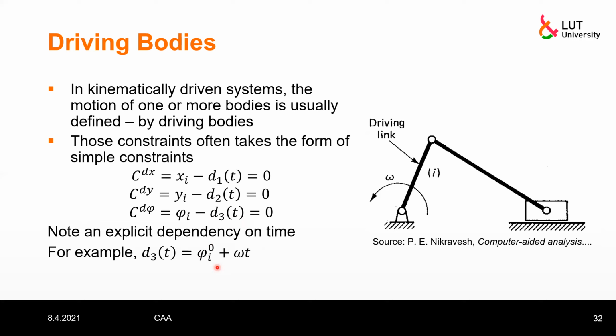So it has some initial value taken from the initial coordinates, the initial assembly, plus omega times t. And that's all. If we enforce this constraint, we ensure that the link rotates with constant angular velocity omega. Make sense? I hope this makes sense.